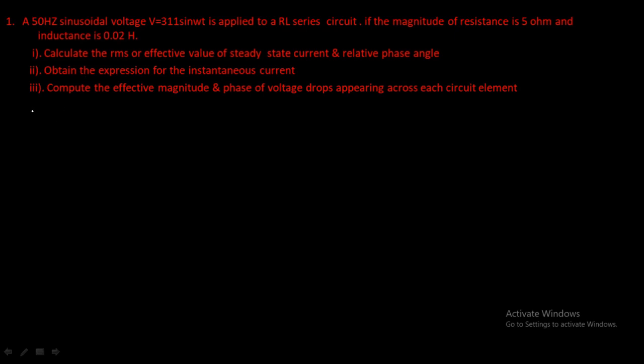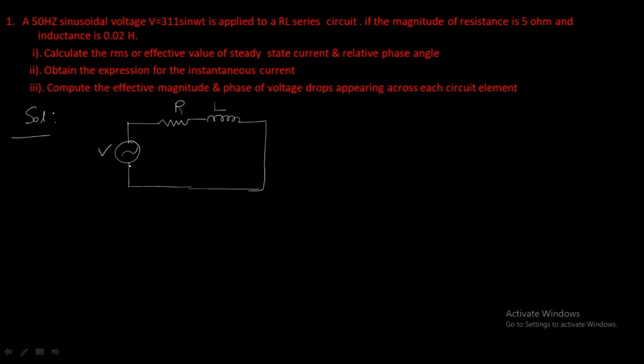First it is better to draw the diagram, then it will be very understandable. A 50 Hz sinusoidal 311 sin omega t is applied to an RL series circuit. Just for understanding, write down the circuit. This is R, this is L, this is the RL series circuit, and this is the supply.